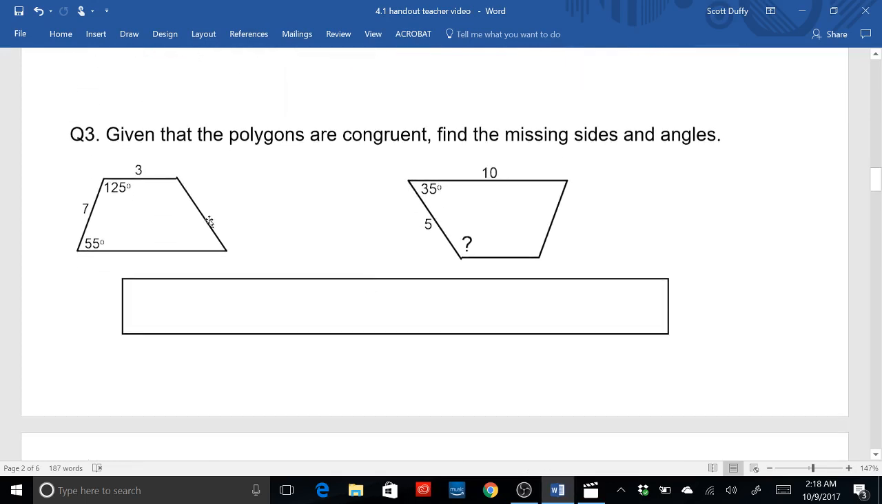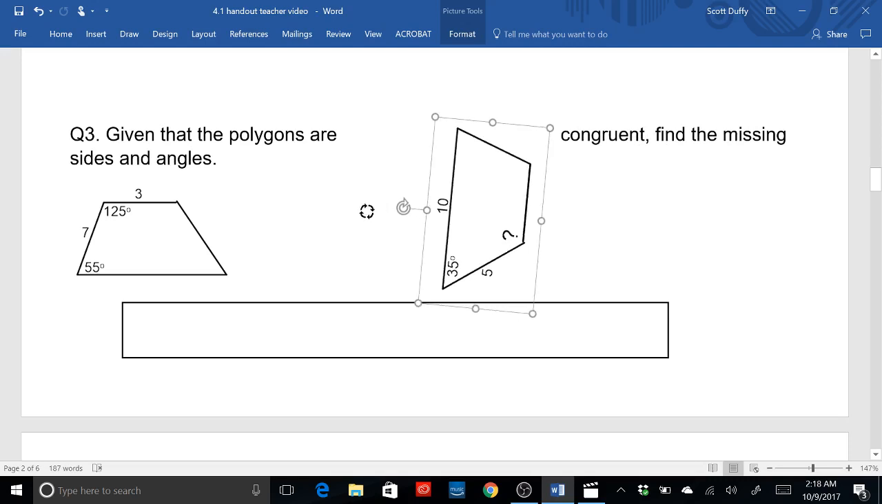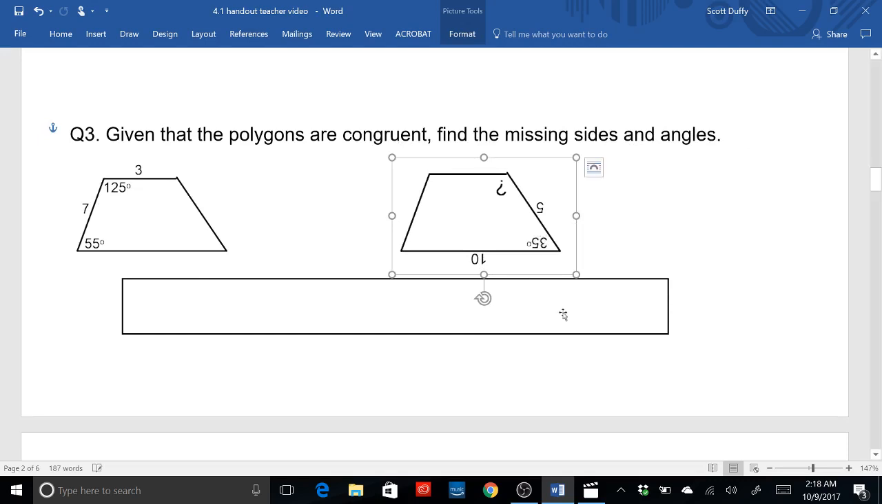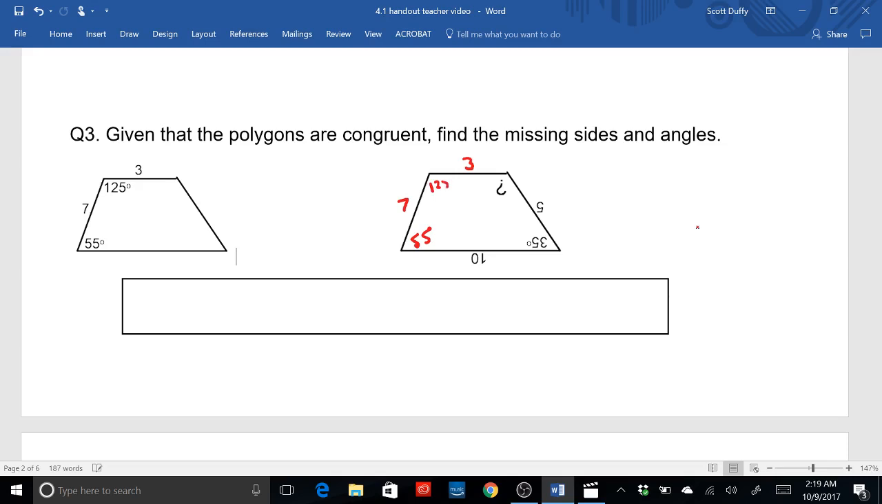Keep going. Given that the polygons are congruent, find the missing sides and angles. Now, what I like to do is either redraw it, or I can just rotate it. But if I were you, I would redraw it in a way that it looks like they are congruent with this one rotated. And then I can see easily that this side is equal to this side, so they're both 3. And this side, 7, is equal to this side, so that's also 7. And this angle, 55, this is 55. That's 125, then this is 125.